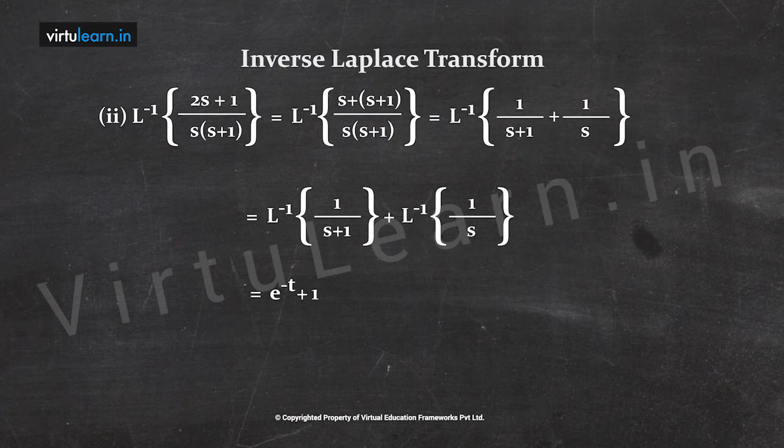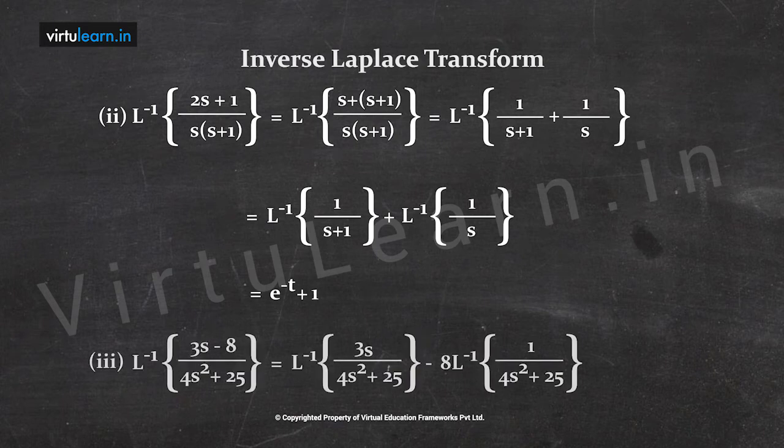From basic formulas only we can solve 50% of the problems of inverse Laplace transform. Now again in the same manner, the third question, third bit: L inverse of (3s minus 8) by (4s square plus 25). This can be written as 3 into L inverse of s by (4s square plus 25), minus 8 into L inverse of 1 by (4s square plus 25).